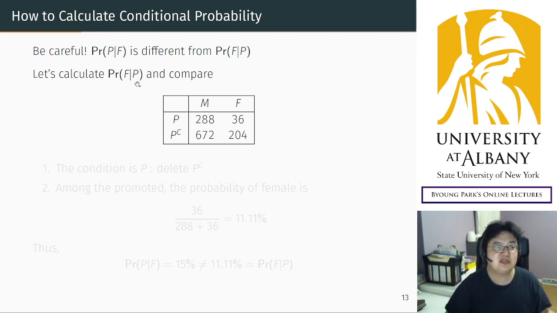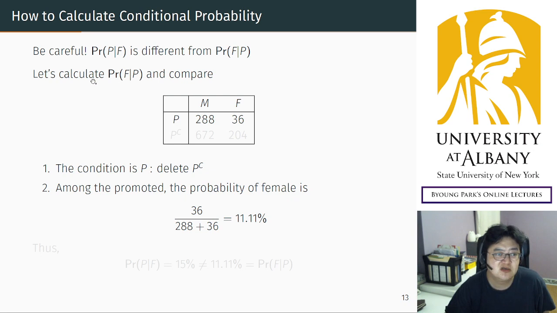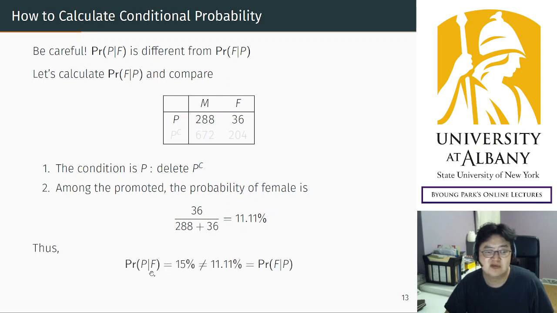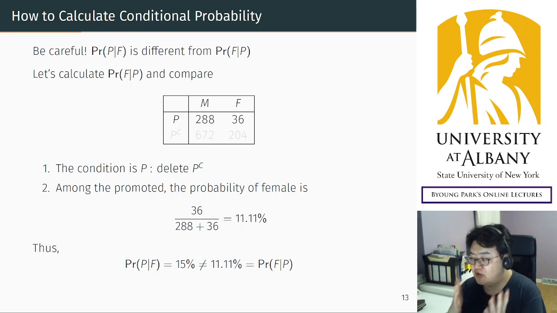So let's see what happened. If P is the condition, you delete this, right? Then you only have this many candidates. Among promoted, I'm calculating female. Among these, only 36 are female, so the probability is only 11%. Remember, it's different. Promoted among female was 15%, but female among promoted is different. So you should be careful and remember this.